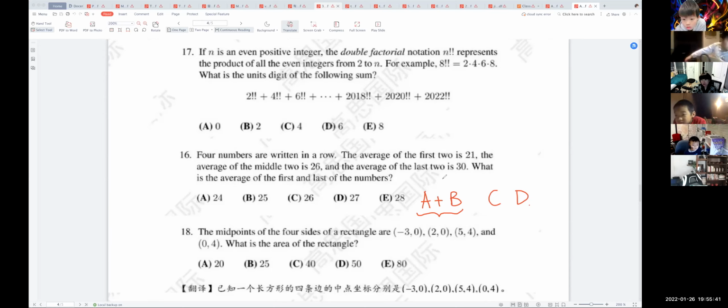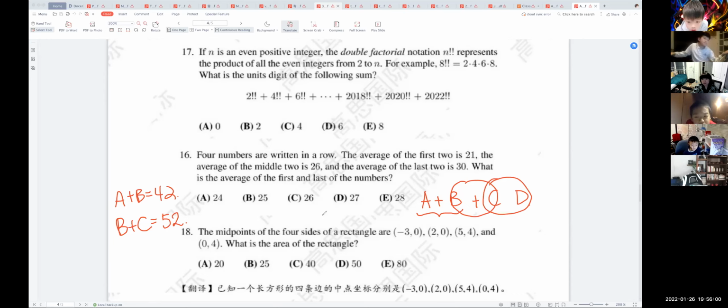42. Very good. A plus B equals 42. Thank you, Jerry. So the average of the middle 2 numbers is 26. So who can tell me B plus C equals what? 52. Very good. And the average of the last 2 is 30. So who can tell me C plus D equals? 60. Very good. What is the average of the first and last number? So they want to know A plus D equals what?